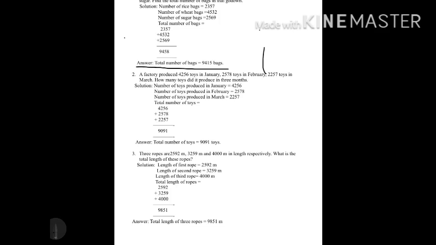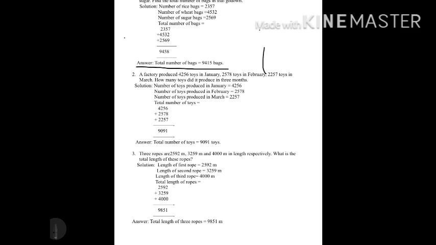Now, moving ahead, there is a second word problem. Again, I'll be explaining this one by one. A factory produced 4,256 toys in January and 2,578 toys in February and 2,257 toys in March. How many toys did it produce in 3 months? Again, a total of the toys is asked. Total means you have to add once again.